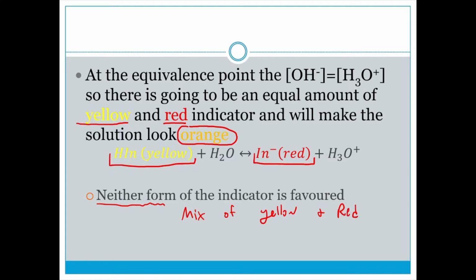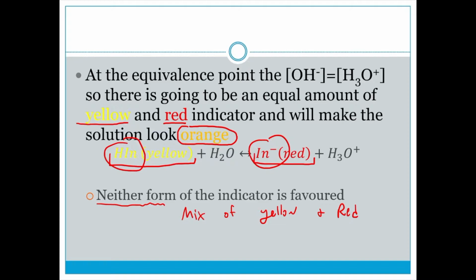That's all an indicator is. It's just a substance that has a different color in its acid form and a different color in its base form. And we use indicators to help us determine what the pH of a solution is. Based on how the indicator changes color, we can calculate it.